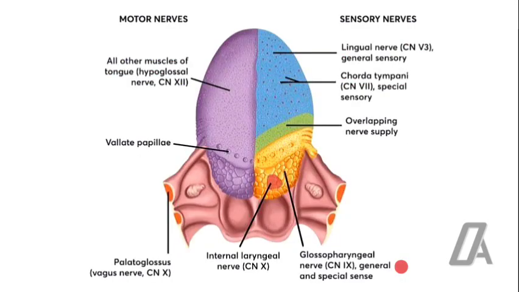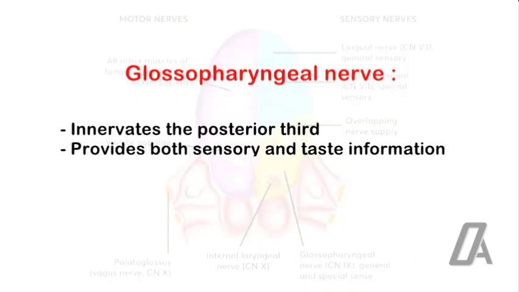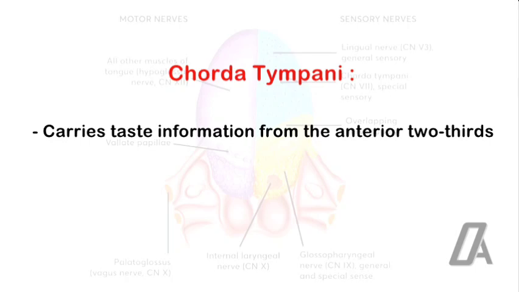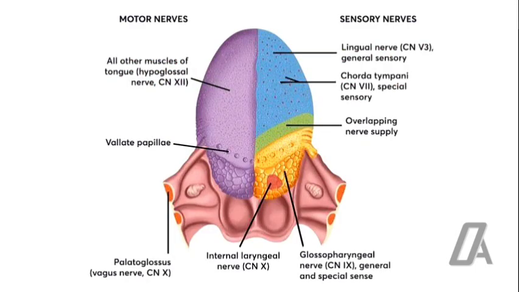The glossopharyngeal nerve, cranial nerve 9, innervates the posterior third. It provides both sensory and taste information from this region. The chorda tympani, a branch of the facial nerve, cranial nerve 7, carries taste information from the anterior 2/3. These nerves develop from their respective pharyngeal arches.